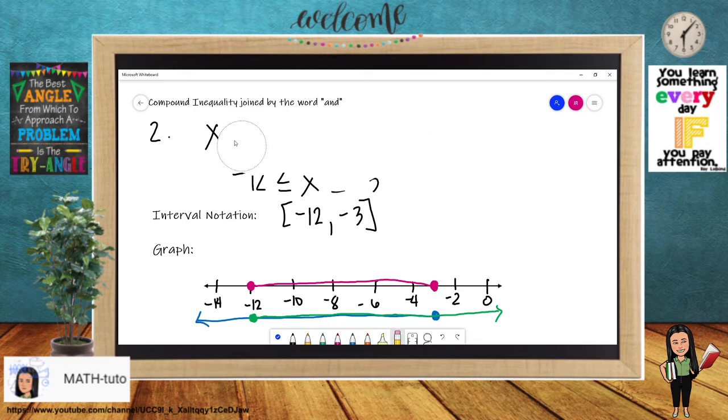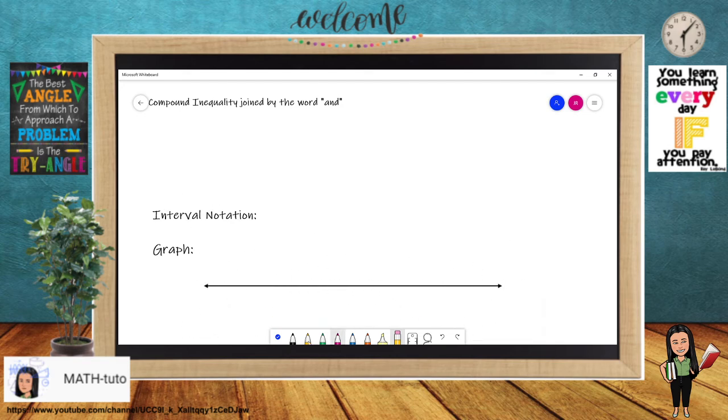Ngayon, ito naman yung isang possibility na maging result ng ating inequality joined by the word and. Yung next example natin. Let's say we have the inequality x is greater than negative 2 and x is greater than or equal to 5. Okay. So, x is greater than negative 2 and x is greater than or equal to 5. Drawing muna natin siya sa graph. So, dito ko lagay yung 0, negative 1, negative 2.